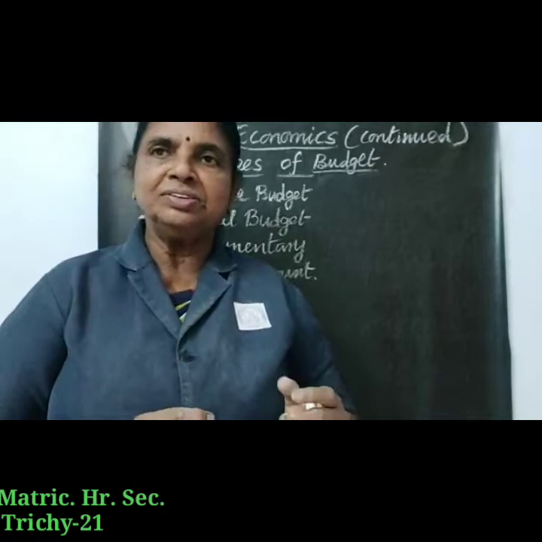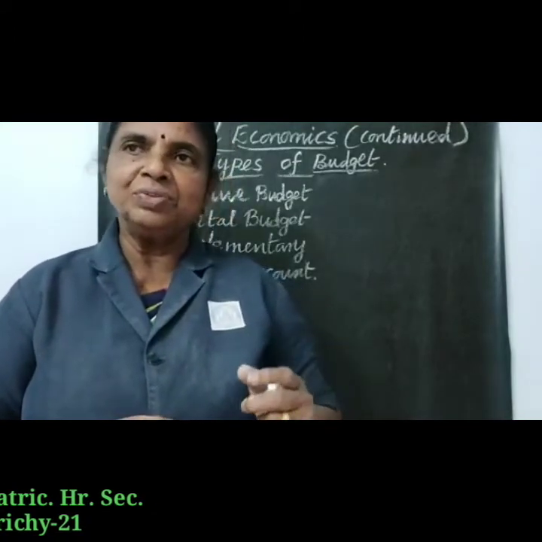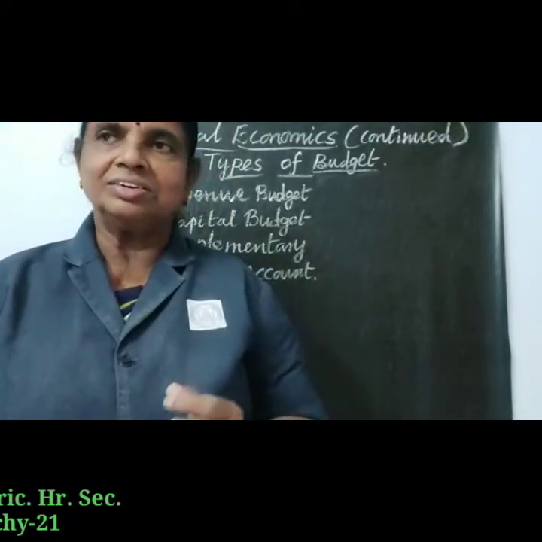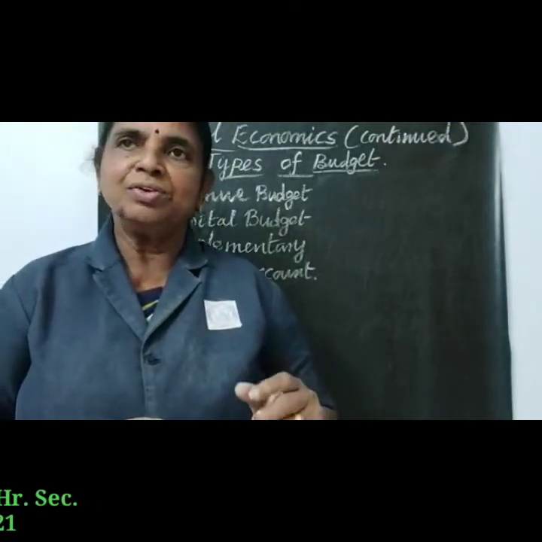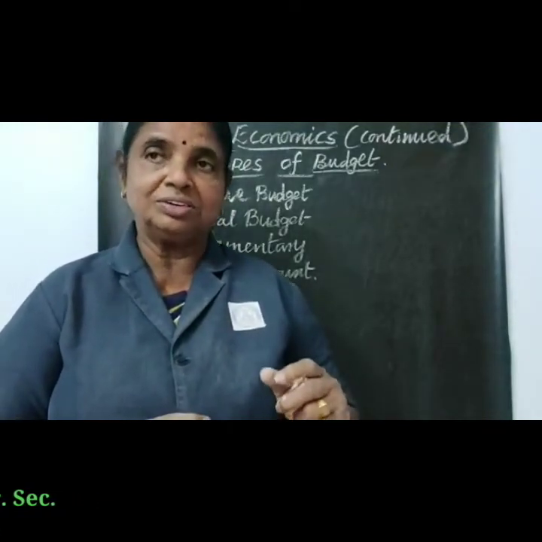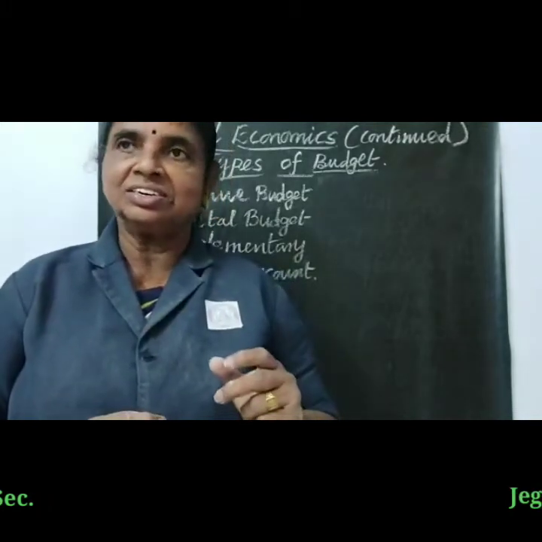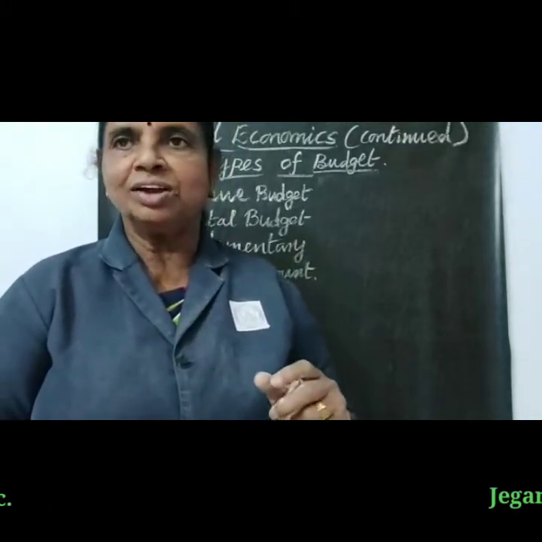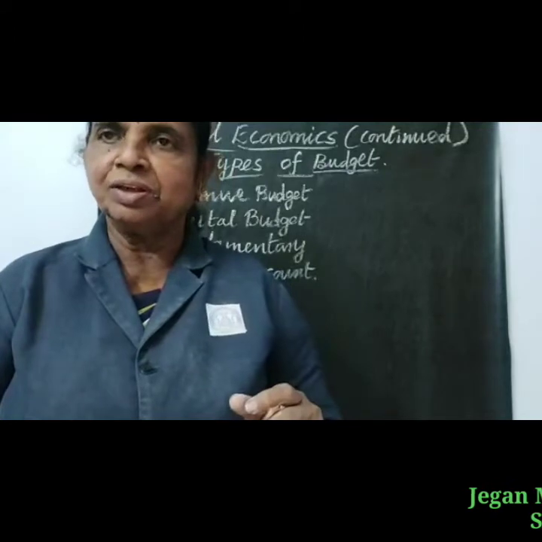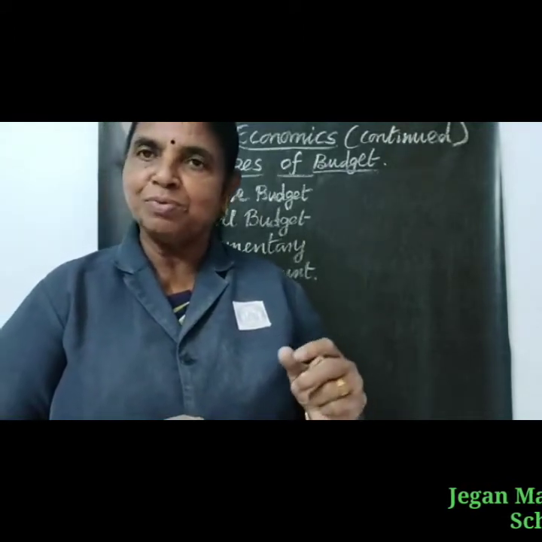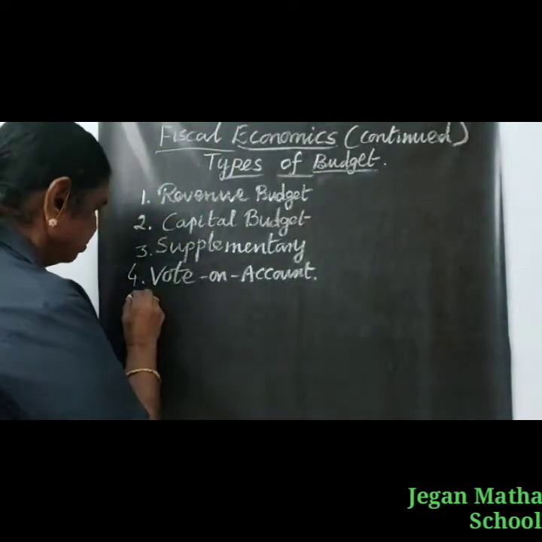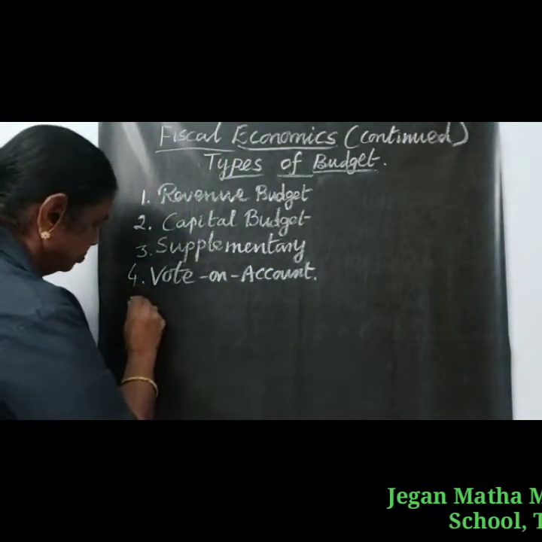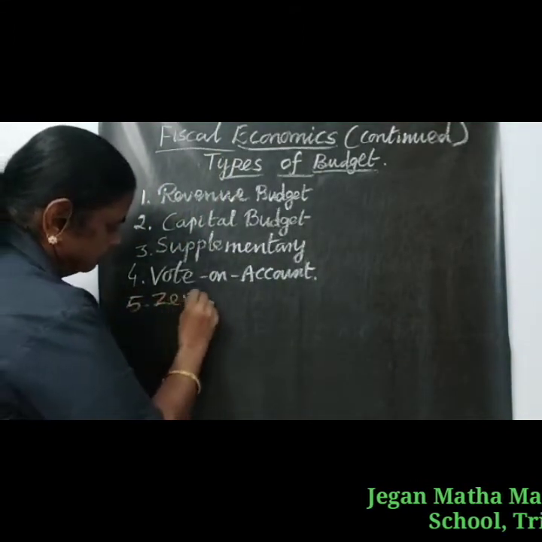This type of budget is generally sanctioned for not more than 2 months. So vote on account budget is generally sanctioned for not more than 2 months. Another important type of budget is zero-based budget. So the fifth one, zero-based.